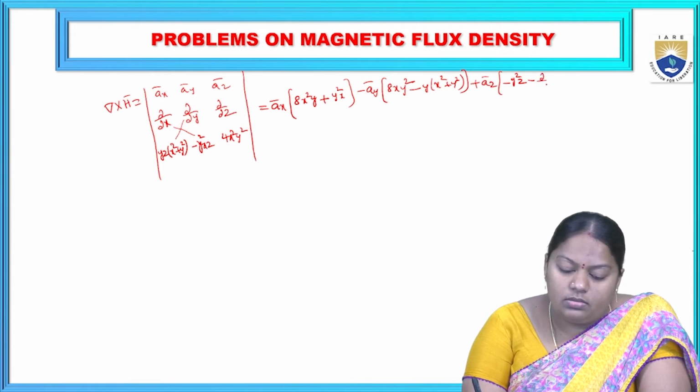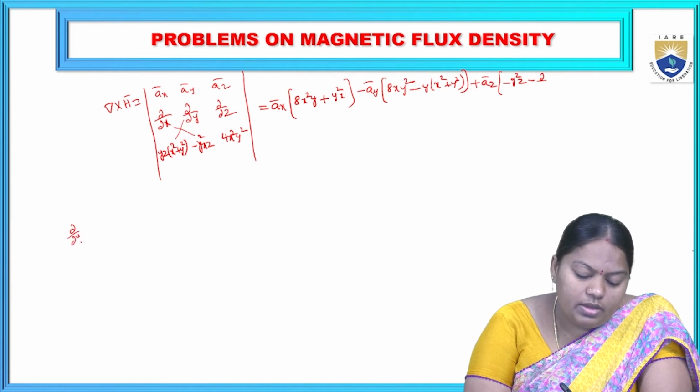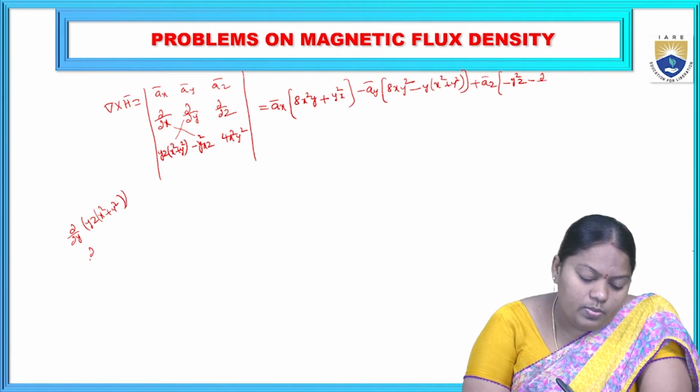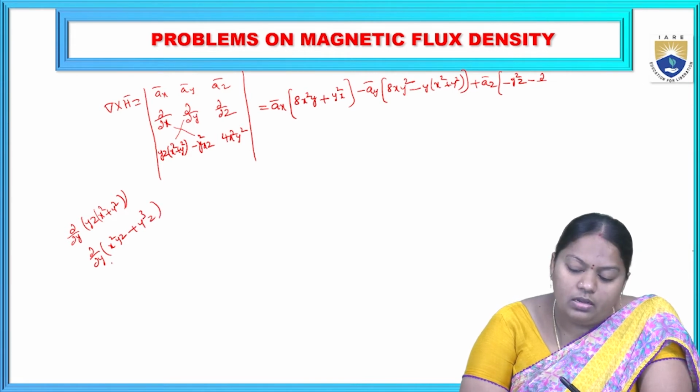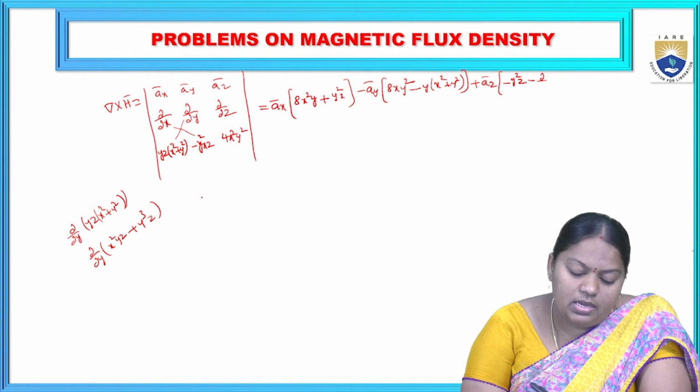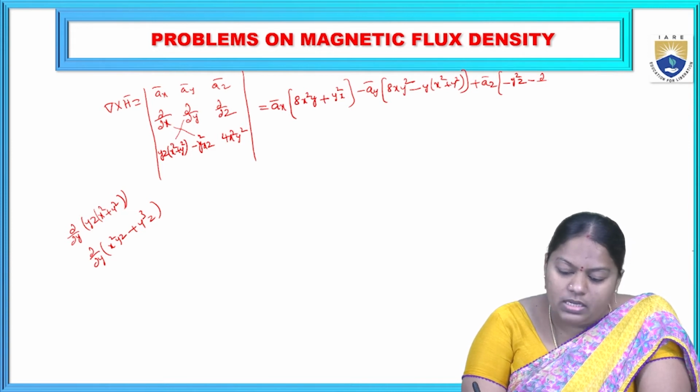See, if we simplify here, ∂/∂y of yz into (x² + y²). First if you simplify this one, ∂/∂y of (x²yz + y³z), right? So if you differentiate this one with respect to y, the first term becomes minus x²z, minus x²z. Then the second one becomes minus y³z, means 3y²z, right?